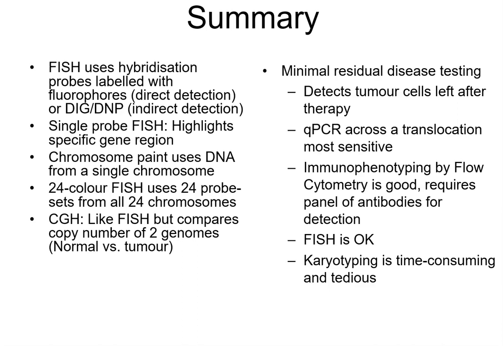FISH is not very sensitive. You're looking at 0.1 to 1% of tumour cells, and karyotyping is very time consuming and very tedious, and no one would actually do that for minimal residual disease testing anymore. It was perfectly reasonable to do that 20 years ago, maybe 30 years ago. Then FISH took over, then immunophenotyping has taken over for most situations, but where a translocation exists that you can PCR across, you would do this in preference.